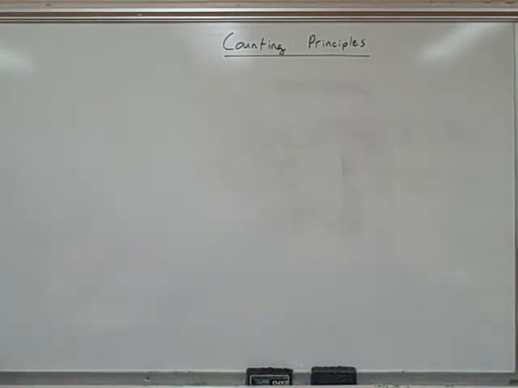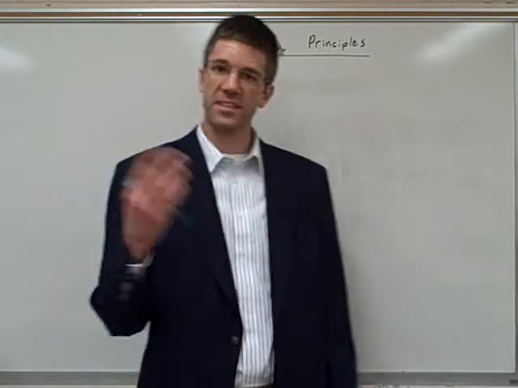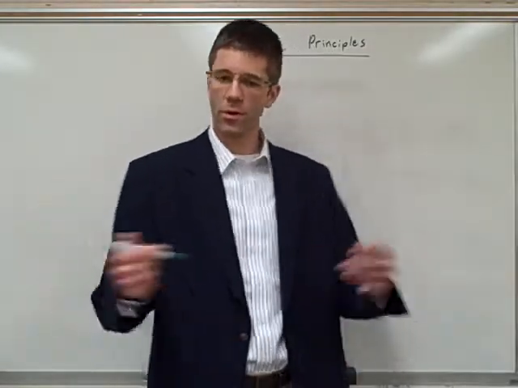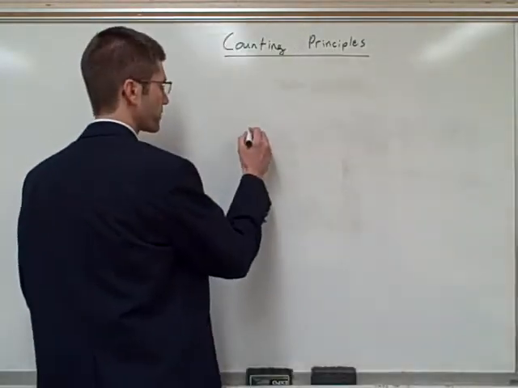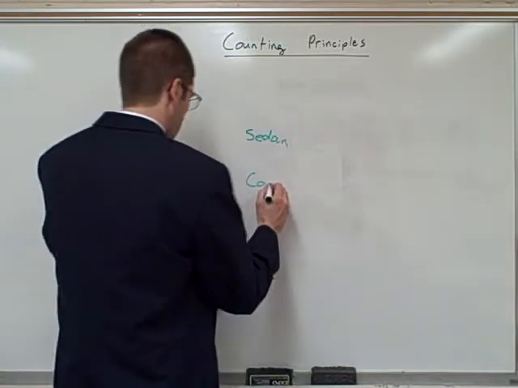Okay, let's discuss some counting principles. Let's suppose you're in the market for a new car. You want to get a new car, and you have two options. You could get a sedan or you could get a coupe, 4-door or a 2-door. So let's write that down. You could get a sedan, you could get a coupe.